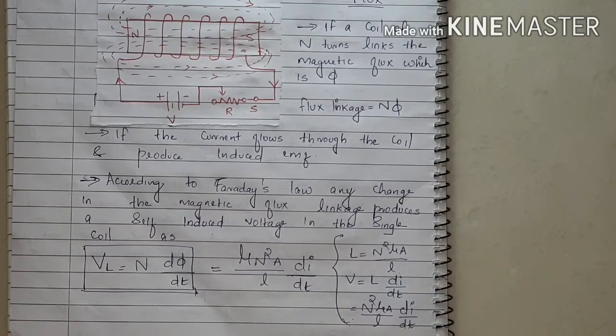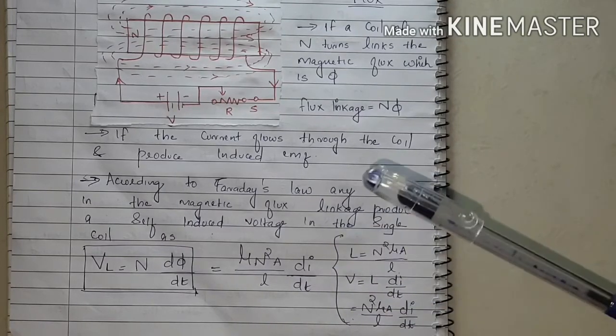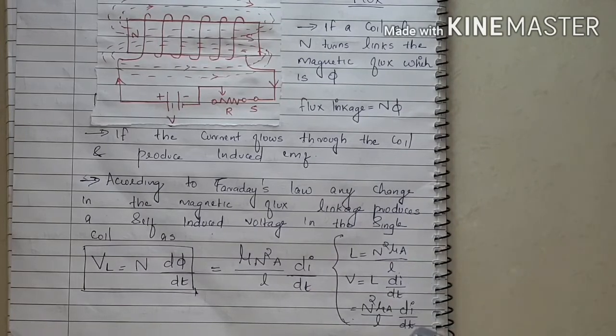Already we discussed the induced voltage equation in terms of inductance and rate of change of current, that is V equal to L di by dt, where L is n square mu A by L. So substituting the value for L here, we get n square mu A by L di by dt. So the voltage induced in terms of number of turns as well as rate of change of flux is VL equal to N d phi by dt, and in terms of rate of change of current it is mu n square A by L di by dt.